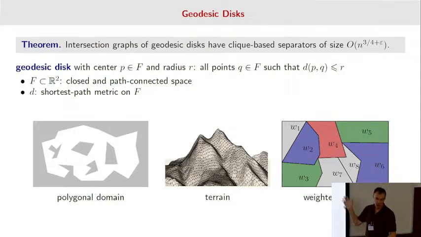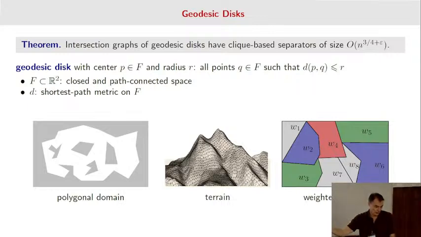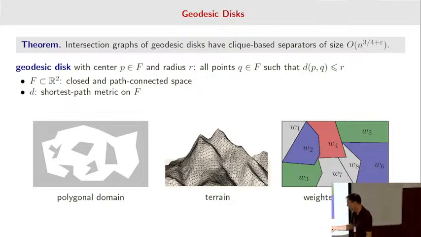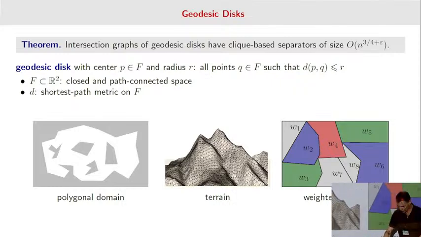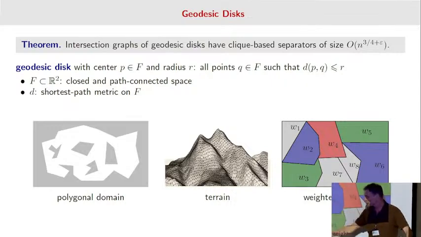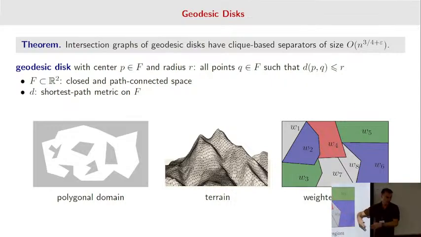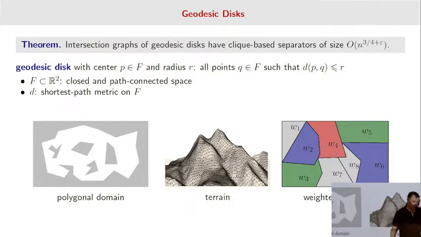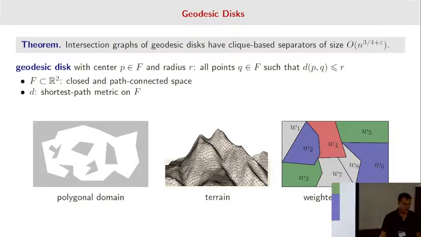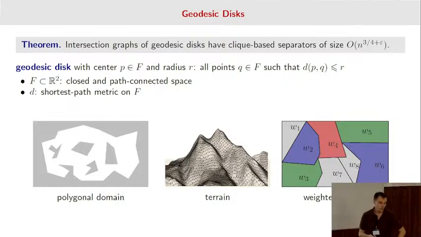So it's about geodesic disks, right? You take a point in a metric space and you look at all the points within a certain distance. And this is very general. You can take any kind of metric space in 2D. So you can take a polygonal domain and look at geodesic distances. You can have a terrain and look at the shortest path on the terrain. You can have weighted regions and look at shortest paths in these weighted regions. Note that even here, shortest paths are not unique and so on, but that doesn't matter. We can still show that you have a small clique-based separator.